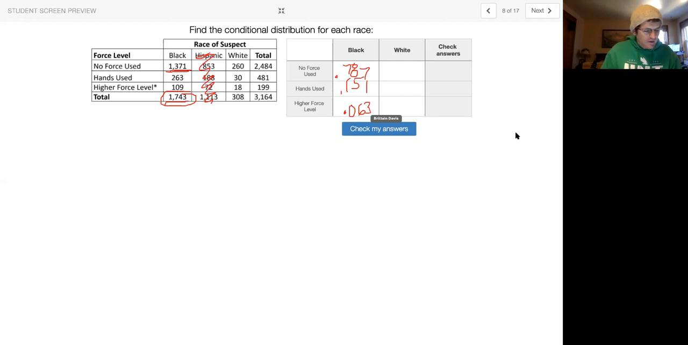Okay, now if we do the same thing on the condition of being white, now I'm restricting myself to this column only. So 260 out of 308. 260 divided by 308 gives me 0.844. And then 30 out of 308 is 0.097. And then finally 18 out of 308 is 0.058. So I hope you guys are plugging those numbers in and double checking me.